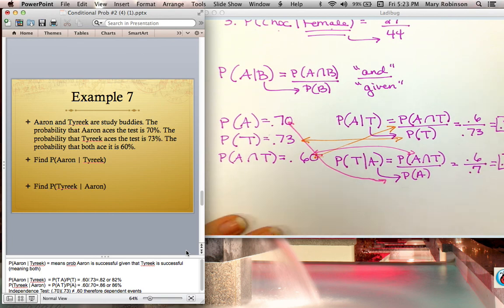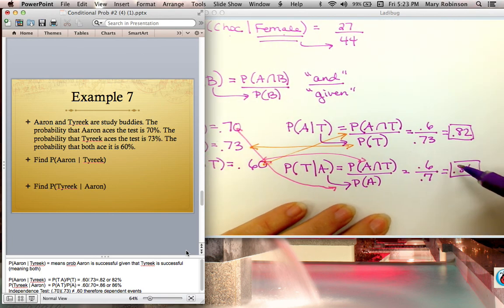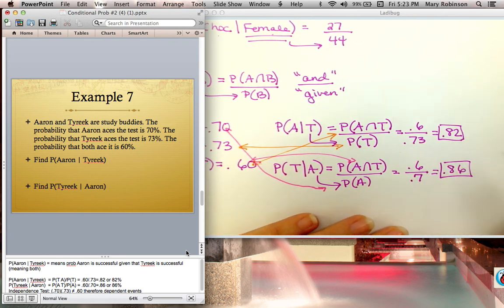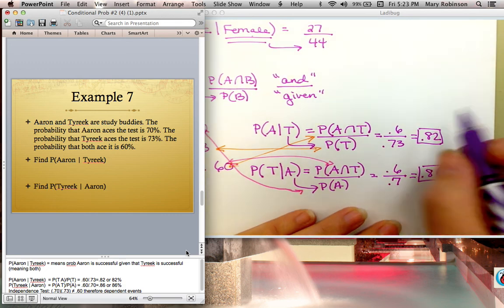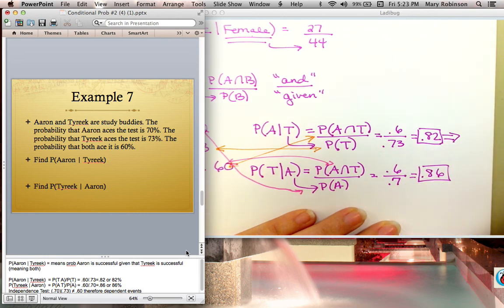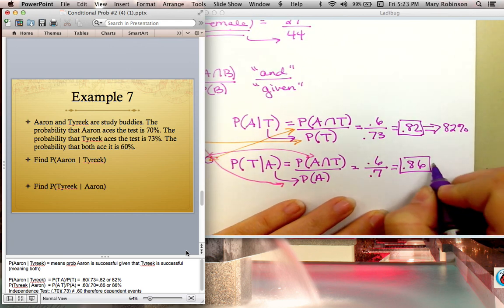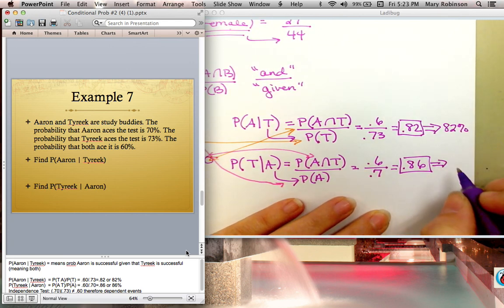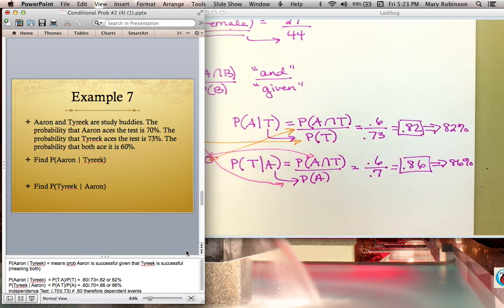Okay. So, of course, because we have our answers right here as decimals, we want to think back to our problem. If it's asking us for probability, yet the probability in the word problem was given as a percent, we should convert this now to a percent by moving our decimal twice or multiplying by 100%. And, of course, that would give us 82%. And for Tyreek given Aaron, 86%. And that concludes that problem.